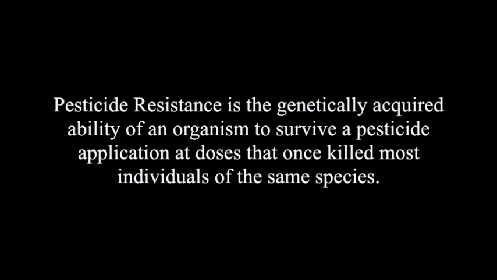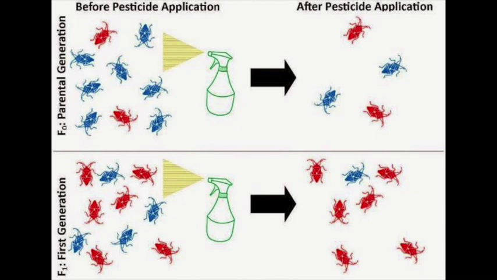Pesticide resistance is a genetically acquired ability of an organism to survive a pesticide application at doses that once killed most individuals of the same species. When you spray an insect with a pesticide, it kills most of the insects except the two red ones that you see here. The red ones then begin to reproduce and form genetic mutations that make their offspring resistant to the pesticide in the future.